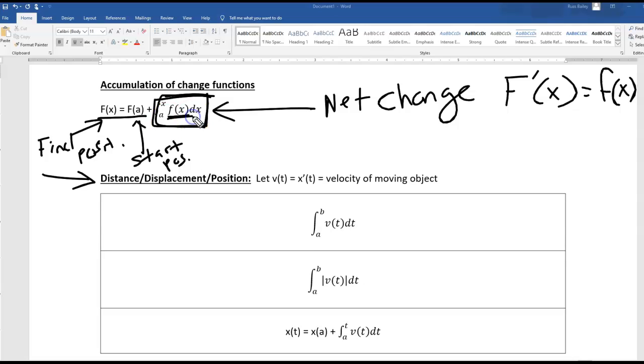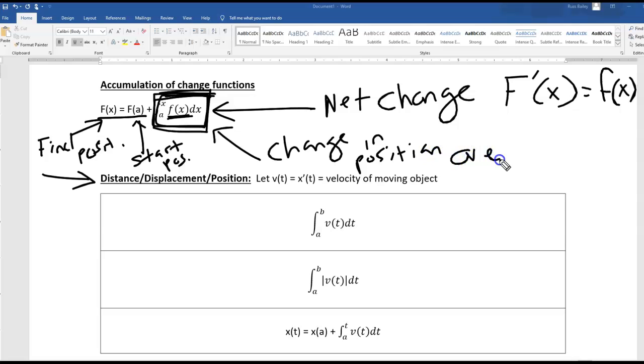The lowercase f is the derivative of the position, and so the derivative of position is velocity. When you integrate velocity over time, it basically tells you the displacement, or how much the object's position has changed, on the interval a to x. So we'll see that kind of work out a little bit as we go on.